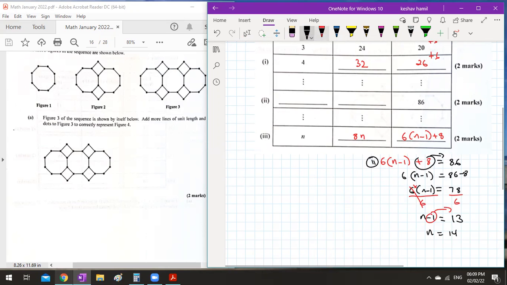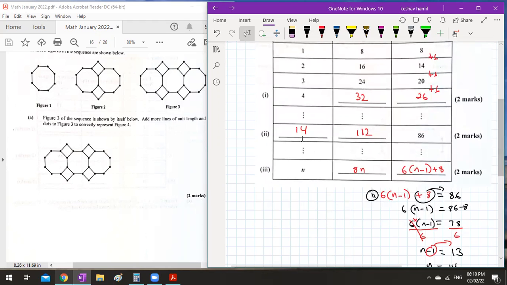Carry the 1 across, we'll add 1 on both sides. 14. So this will be the 14th figure, right? And 14 by 8, because the function is this here, 14 by 8, so this will be 112, right? And that's how we do that question. So sometimes in a question like this, you have to go forward and then come back, because you wouldn't be able to be adding these going all the way up to 14. You wouldn't have space on your booklet to draw it out.